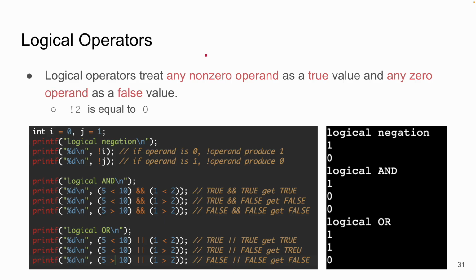And one important thing is that logical operator will actually treat any non-zero operand as true and any zero operand as false. So if we put a negation operator in front of 2, because 2 is a non-zero value, the negation operator will consider 2 is true. That is why the output of negation 2 will be 0, because it will turn true to false. And only 0 can represent false.